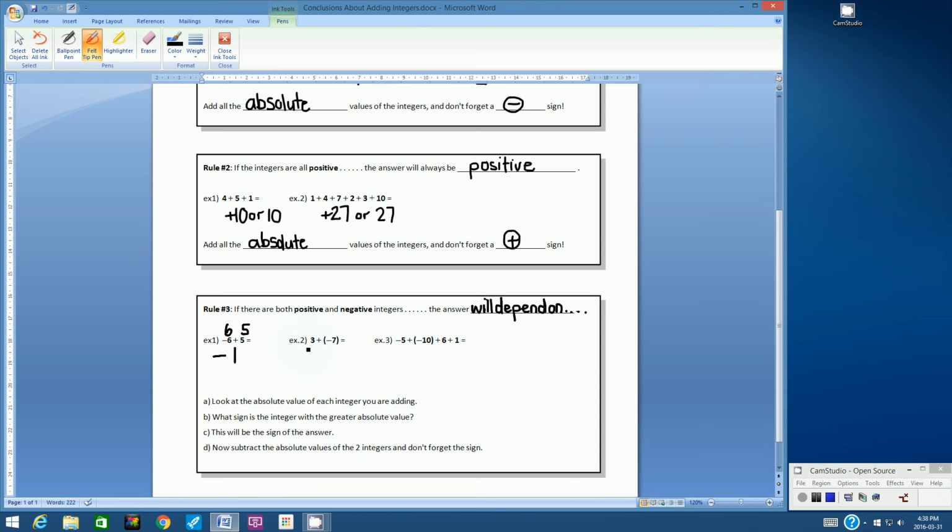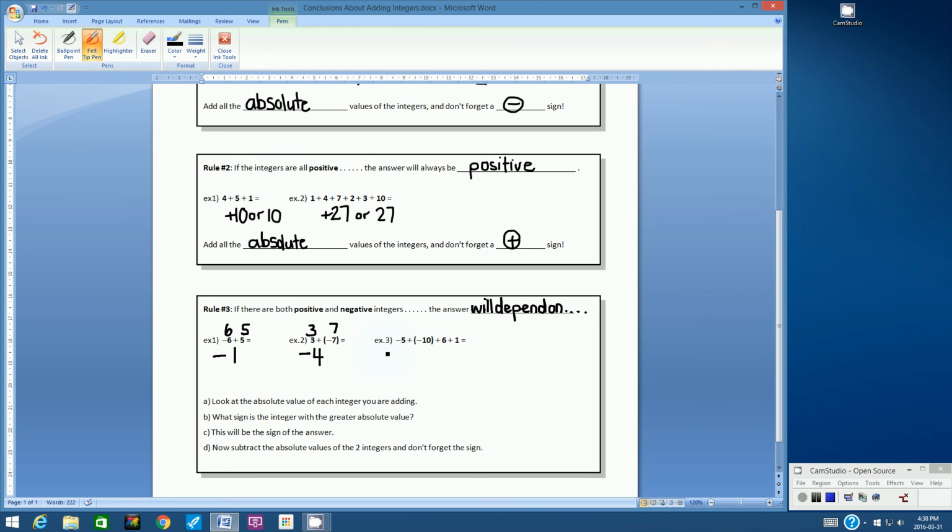Let's go to example 2. 3 plus -7. Well, the absolute value of +3 is 3, and the absolute value of -7 is 7. Step B. What sign is the integer with the greater absolute value? Well, the greater absolute value is 7, and the sign is negative. So I know my answer is going to be negative again. Now subtract the absolute values of the two integers. So 7 subtract 3 is 4. The answer to +3 plus -7 is -4.